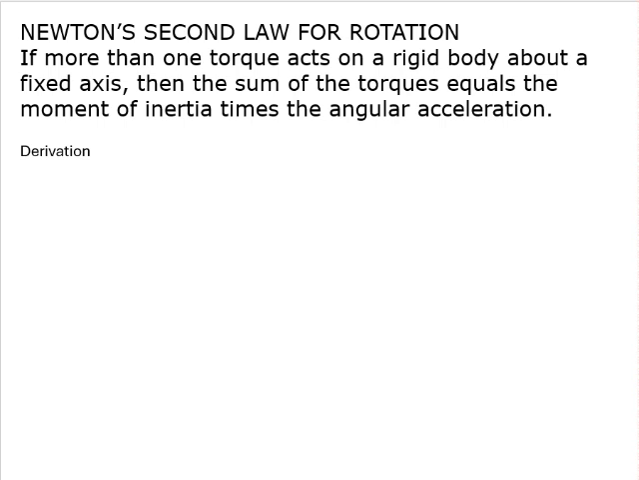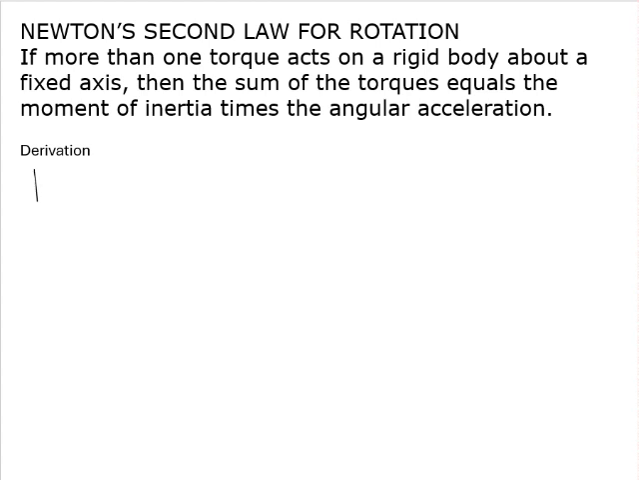Today we are going to look at the Newton's second law variation for rotation. We know that in Newton's second law, the net force is equal to the mass times the acceleration. And in the rotation version, if we have more than one torque, then the sum of the torques is equal to the moment of inertia times the angular acceleration. So let's derive how we get there.